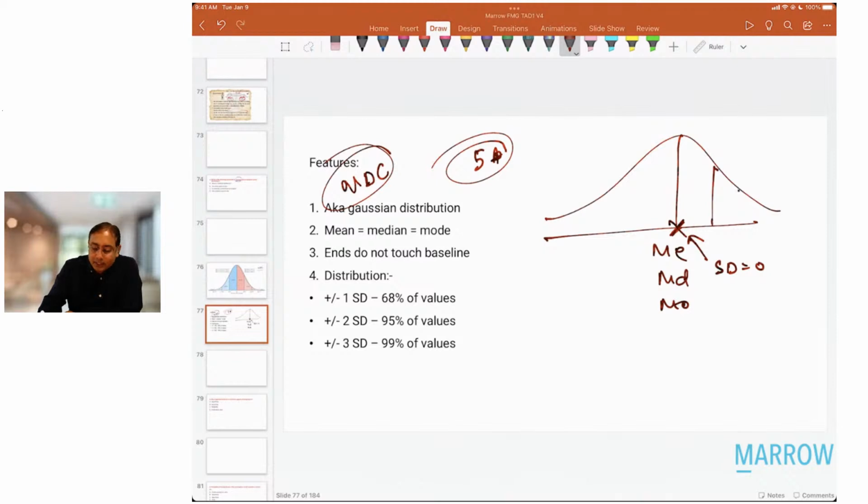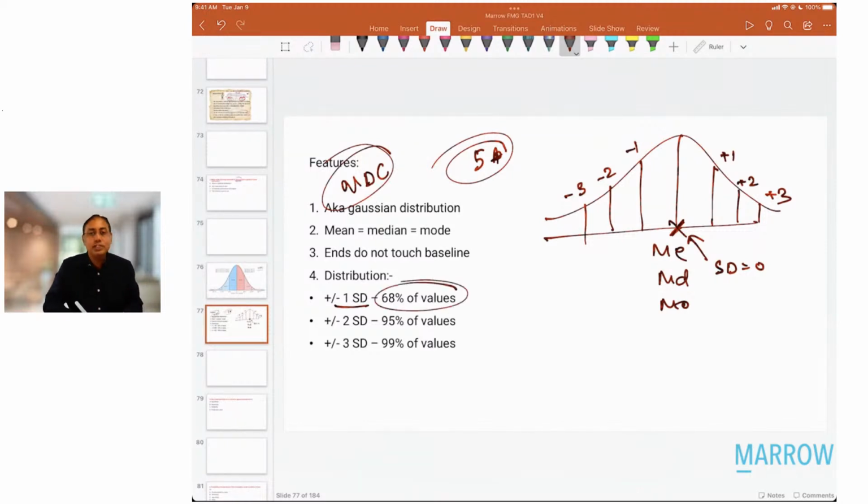Then you have plus 1 SD, plus 2, plus 3, minus 1, minus 2, and minus 3 standard deviation. How much of the population lies within plus minus 1 SD? Within plus minus 1 SD, 68%. Within plus minus 2 SD is 95%, and within plus minus 3 SD is 99% of the population.